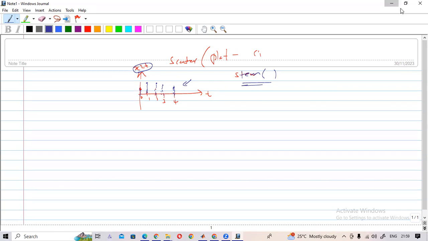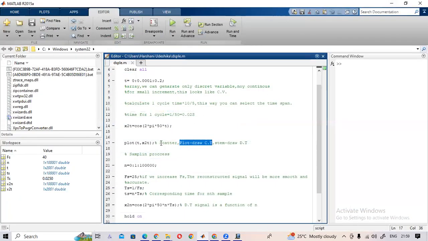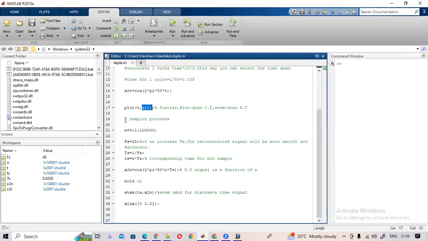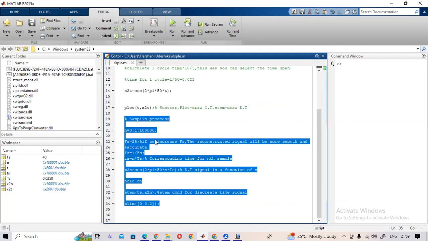So we can figure out three drawing commands. One is scatter, another is plot, and another is stem. Plot can be used to draw the continuous time signal. Now this is a continuous time signal, so I use plot to draw it. I will comment out these lines.